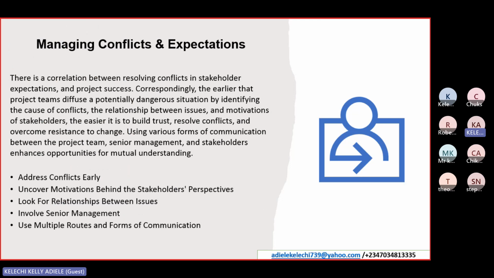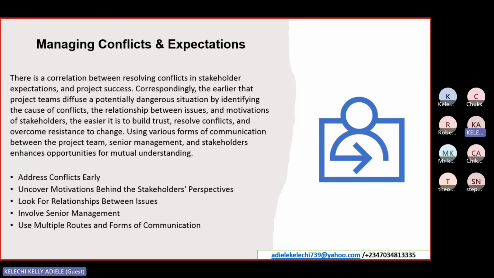So there is a relationship between resolving conflict in stakeholder expectation and project success. Most times stakeholders have expectations, and when they are not met, it's also a yardstick for conflict. It might not be directly to you, but it might be indirectly. Correspondingly, the earlier the project team defuses a potentially dangerous situation by identifying the cause of the conflict, the relationship between issues, and the motivations of the stakeholder, the easier it is to build trust, resolve conflict, and overcome resistance to change.